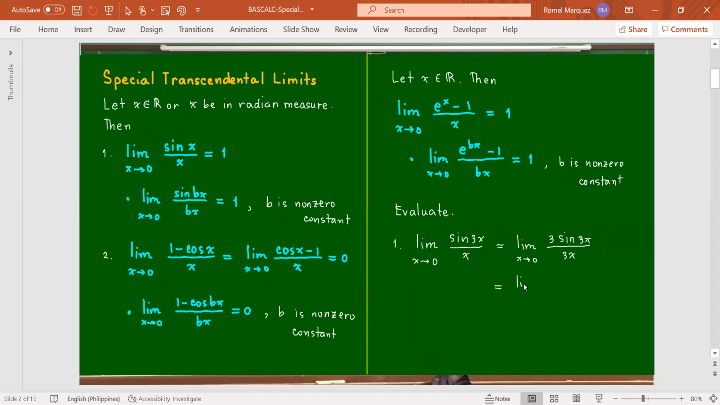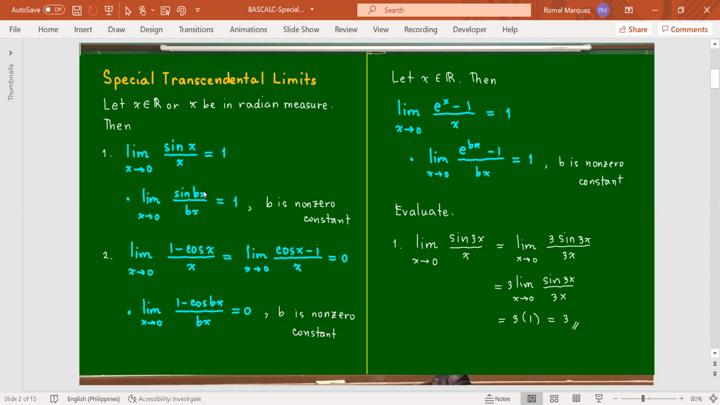So the limit as x approaches 0 of what? I can put the 3 out because that is a constant, and the limit of this now exists. What is the limit of this, guys? 3 times 1. So that is 3. Okay, very good.